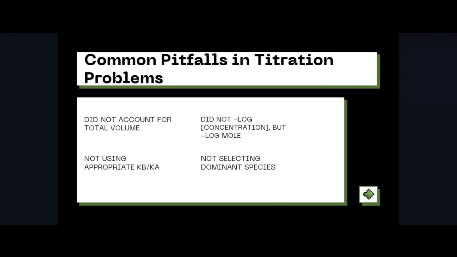You didn't use the appropriate Kb or Ka. So if you have a base, it's a Kb problem. If you have an acid, it's a Ka problem. So students forget to check that too. They'll just go on autopilot and do the appropriate ICE table, but they need to account for the Kb or Ka. And you're not selecting the dominant species.